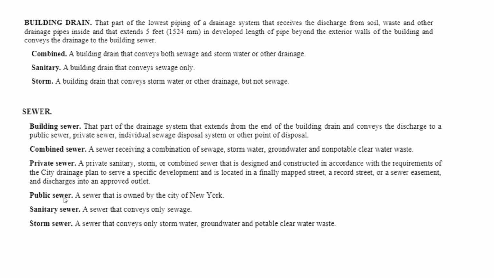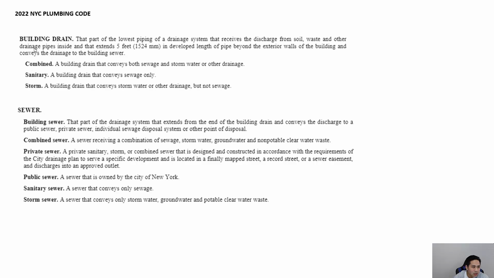Next is the public sewer, a sewer that is owned by the city of New York. This is generally the type of sewer system that most buildings connect to, if not all of them, in New York City. Then you have a sanitary sewer, which is a sewer that conveys only sewage, and storm sewer, which is basically a sewer that contains only stormwater. So these are pretty much the same thing, except that it differentiates between a building drain and a building sewer.